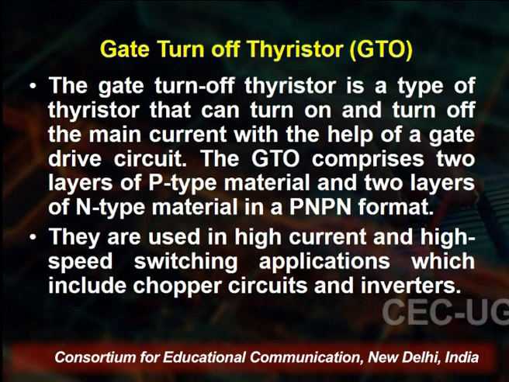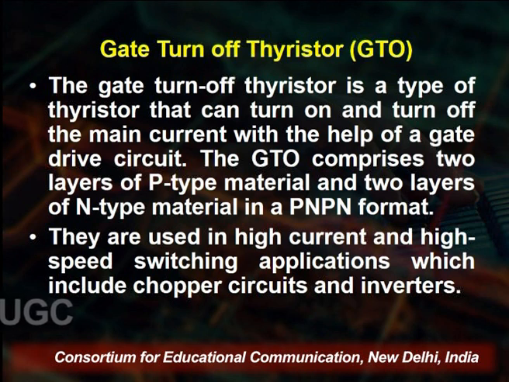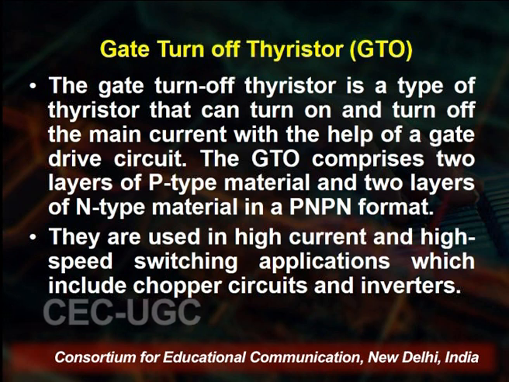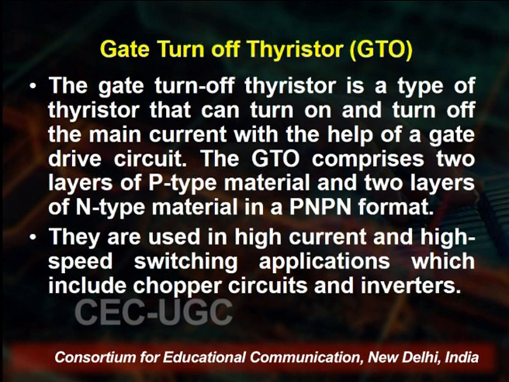Next type of thyristor is the gate turn off thyristor, that is the GTO. In this type of thyristor, the turn on and off of the main current can take place with the help of the gate drive circuit. So the GTO comprises two layers of P type material and two layers of N type material. They are also used in high current and high speed switching applications, which include chopper circuits and inverters.